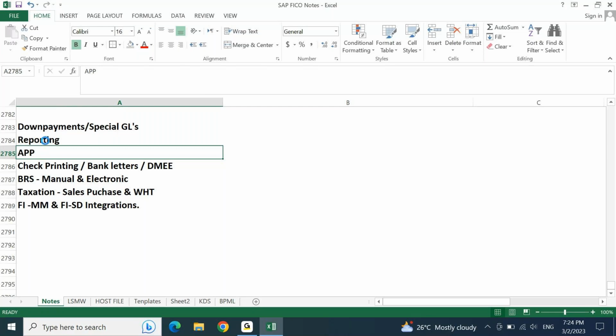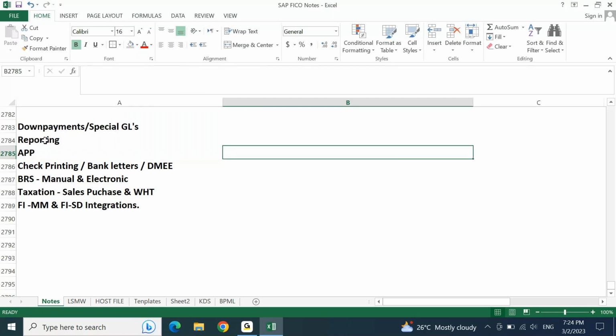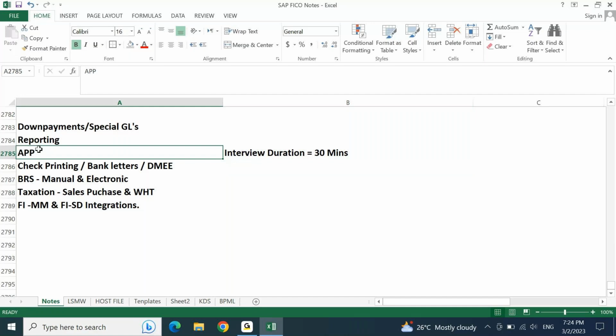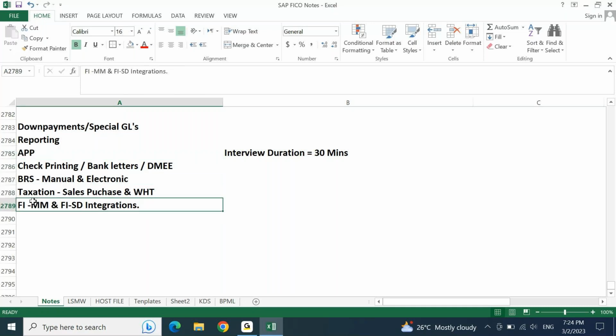What is your interview duration for any FICO? 30 minutes. Right? Interview duration is 30 minutes. If we talk openly, is it possible for us to explain the APP process in 30 minutes? If I want to explain the overall APP process, I need more than 30 minutes. If I want to explain check printing, DME or BRS, taxation, whatever, I definitely need more than 30 minutes.